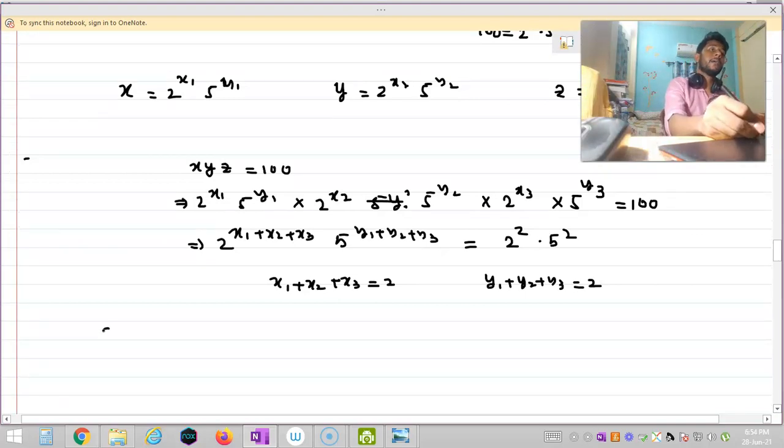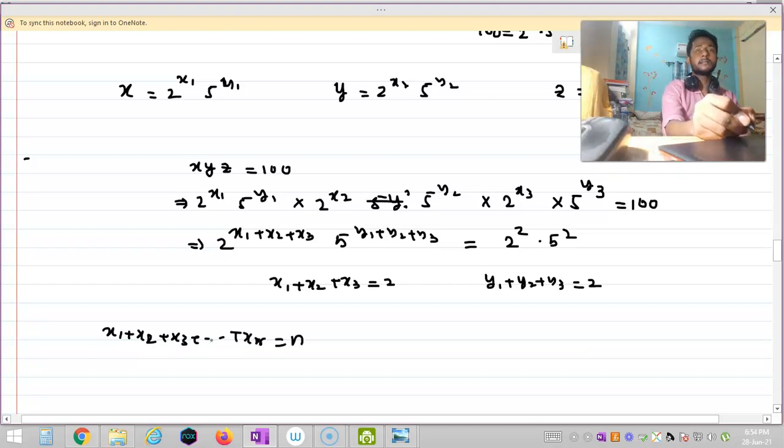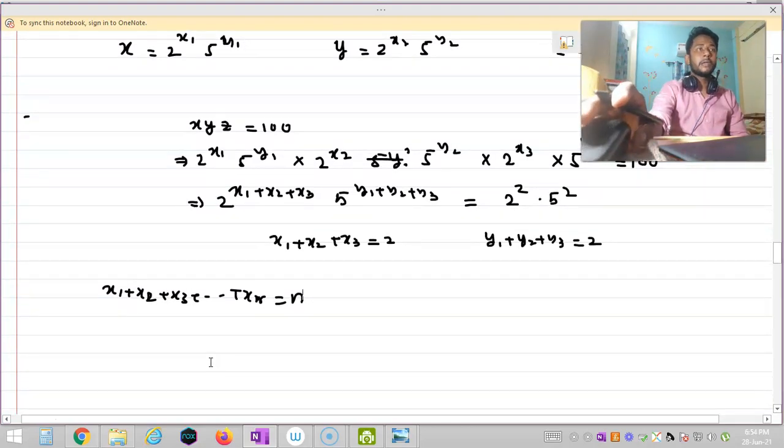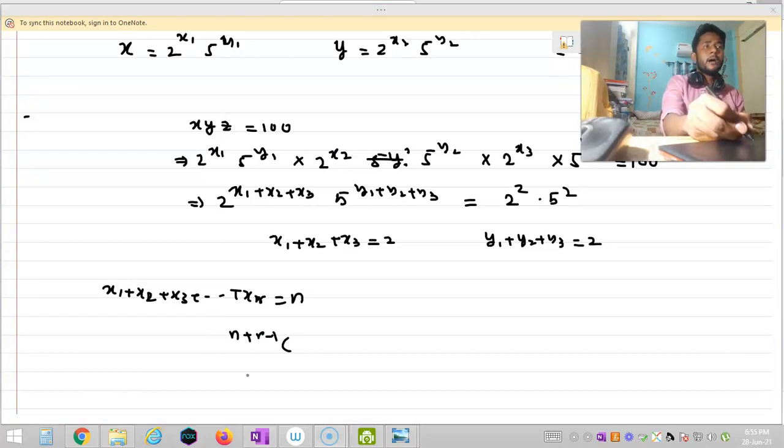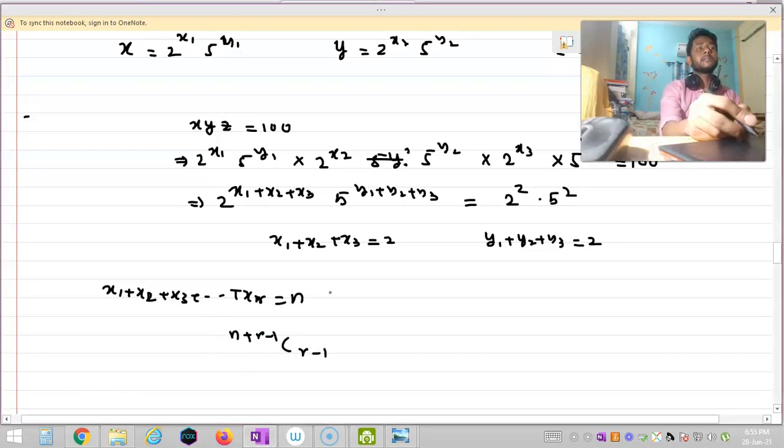I know that if x1 plus x2 plus x3 plus dot dot dot xr is equal to n, that is an equation with r variables. The number of non-negative integral solutions of this equation is n plus r minus 1 C r minus 1. Here r equals 3 and n equals 2. So I can write 2 plus 3 minus 1 C 3 minus 1. So this is nothing but 4C2.